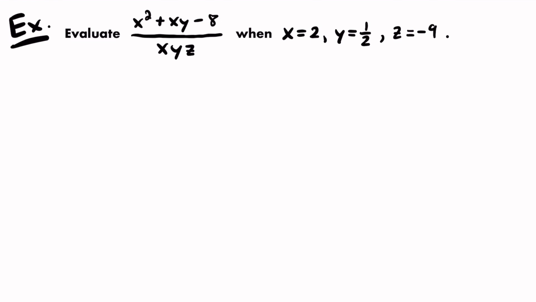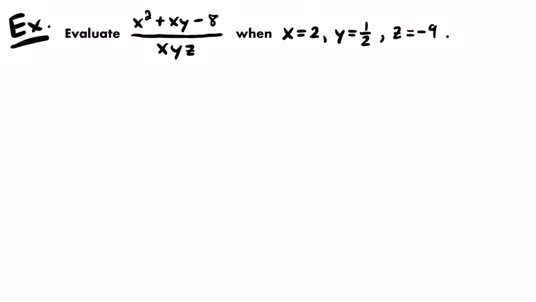For our last example, we want to evaluate this variable expression, x squared plus x times y minus 8 divided by x times y times z, when x equals 2, y equals 1/2, and z equals -9. Okay, so this final example is really going to test your skills of evaluating variable expressions. This is by far the most complicated variable expression that we have looked at in this video. But despite its complexity, the process remains the same.